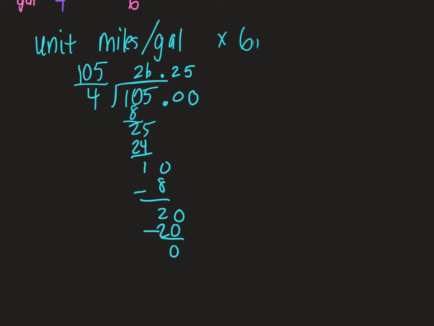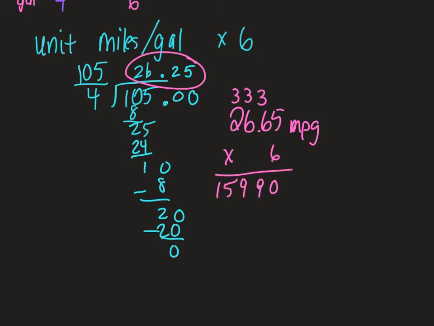Okay, so that means that this is 26.25 miles per gallon. And I said a second ago, I need to find the unit rate and then multiply by 6 because he's not just going 1 gallon, he's going 6 gallons. So those are the numbers I got. Remember, I count 2, so I count 2 in my answer.